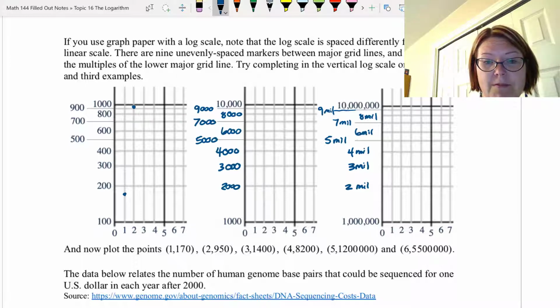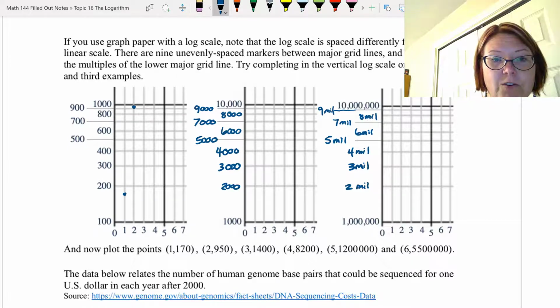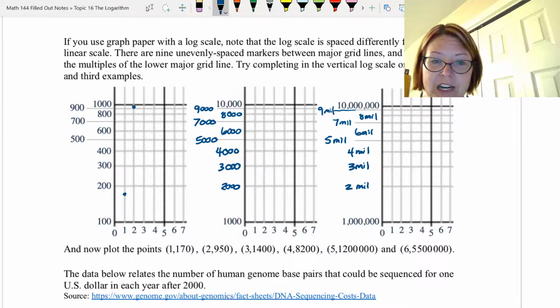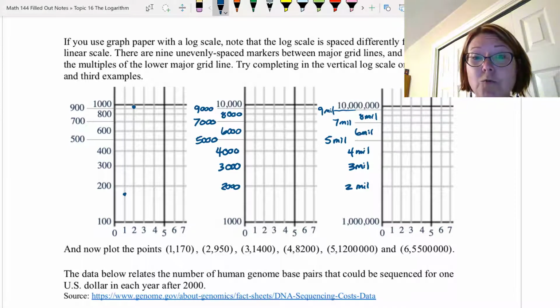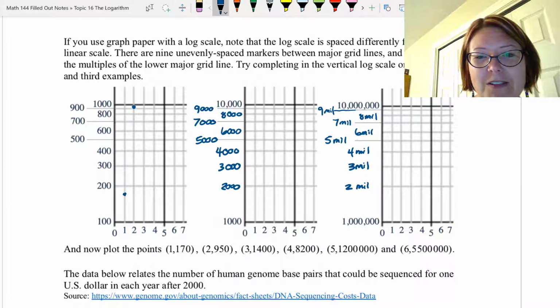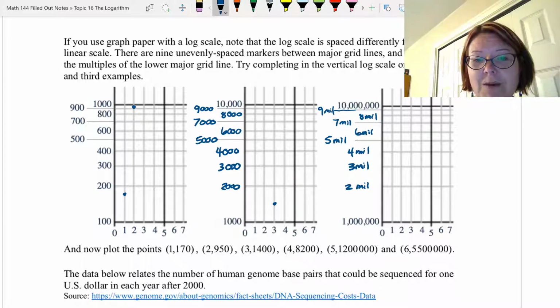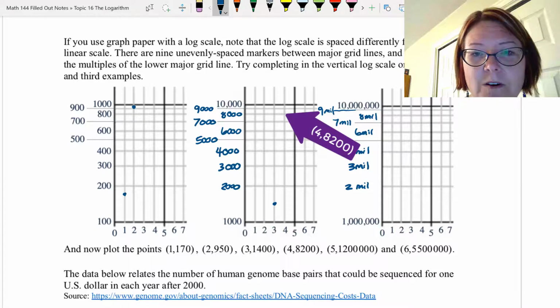Next, we'll plot 3, 1400. And I can't do that on the first graphing plot I have because I can't see where the next value is. So let me switch over to the middle plot here. So 3, 1400. 1400 would fall between 1000 and 2000. It's really tempting to start counting up and go 1000, 1100, 1200, 1300, 1400, but that is not how this works, right? So it's 1000 and then 2000 for the first minor grid line. 1400 would be a little bit below the middle of this, so 3, 1400, maybe about there. 4, 8200 would be between the 8000 and 9000 minor grid lines. So 4, 8200 would be just above the 8000.